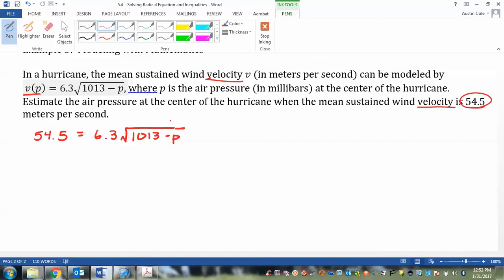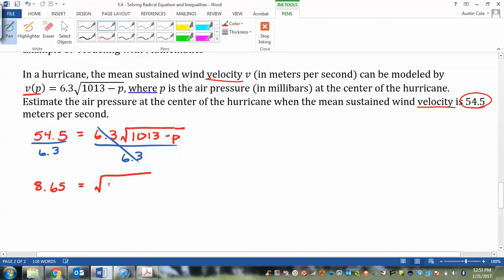So how am I going to do that? Yep, we're going to divide both sides by 6.3. Help me, I have a calculator up here. Does that round evenly? Okay. Does it round to 8.65 though? Now we're left with this. Now, what do I need to do to both sides?